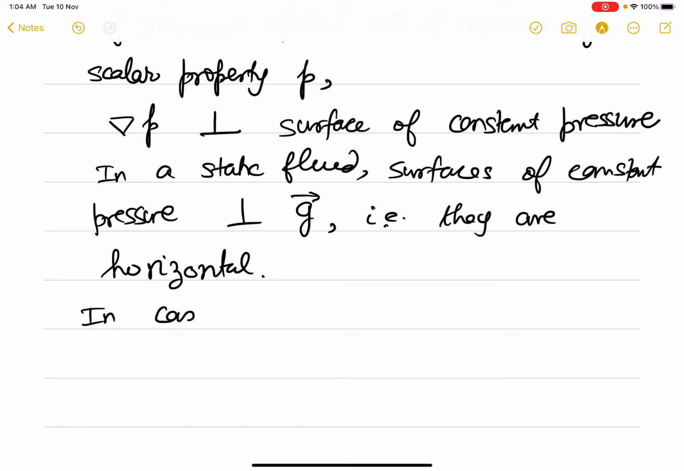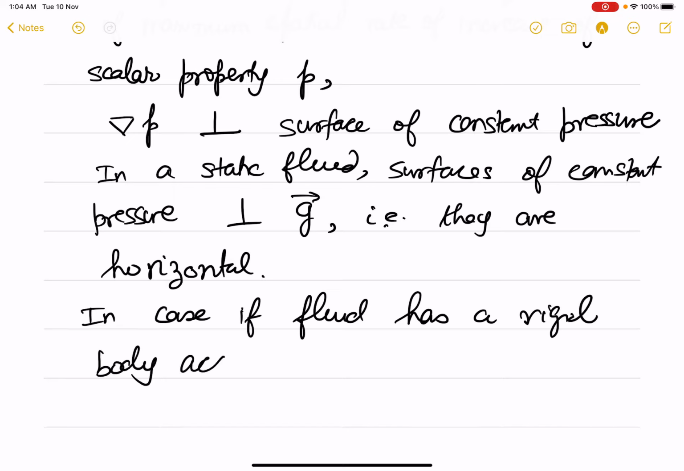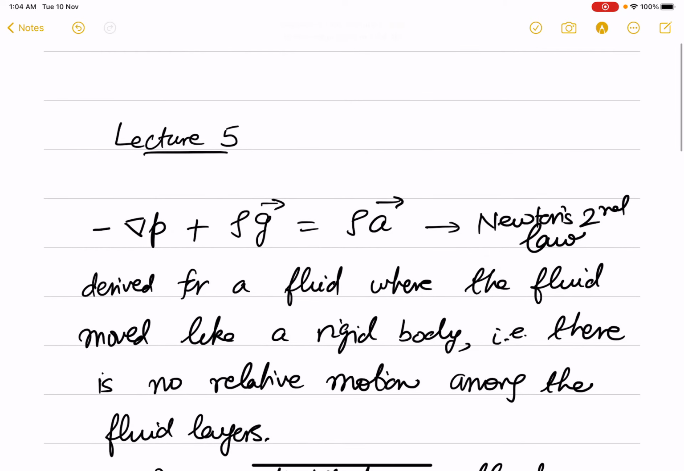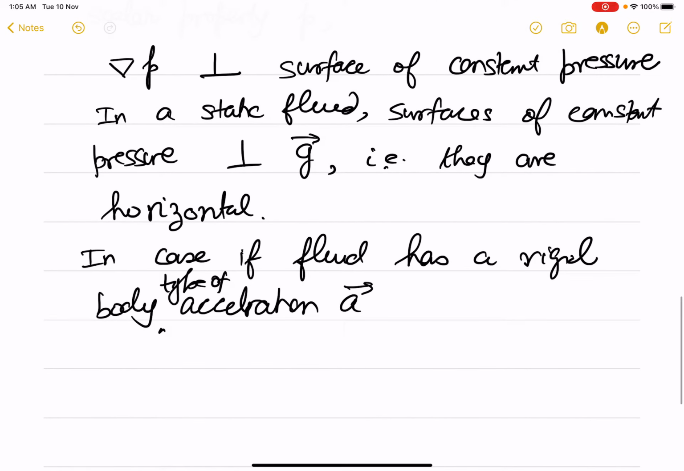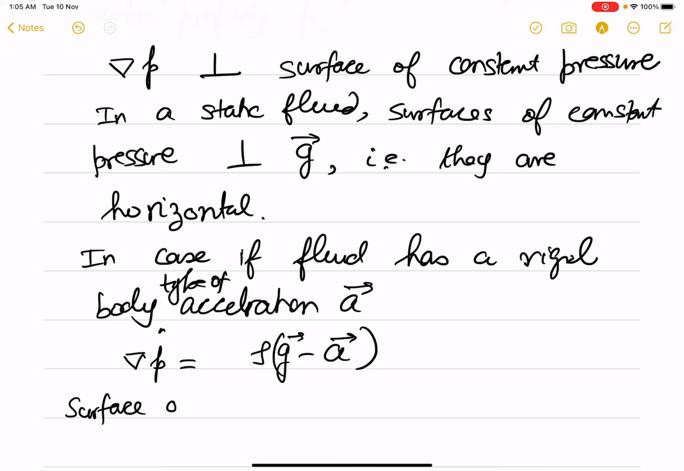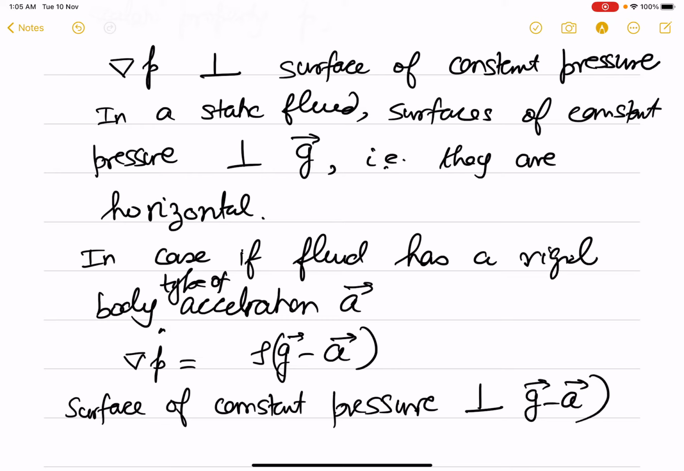In case the fluid has a rigid body acceleration, let us say of type A, then we have grad P equal to rho times G minus A, and in this case the surface of constant pressure is perpendicular to the direction given by G minus A. So physically we can get the direction of a surface of constant pressure.